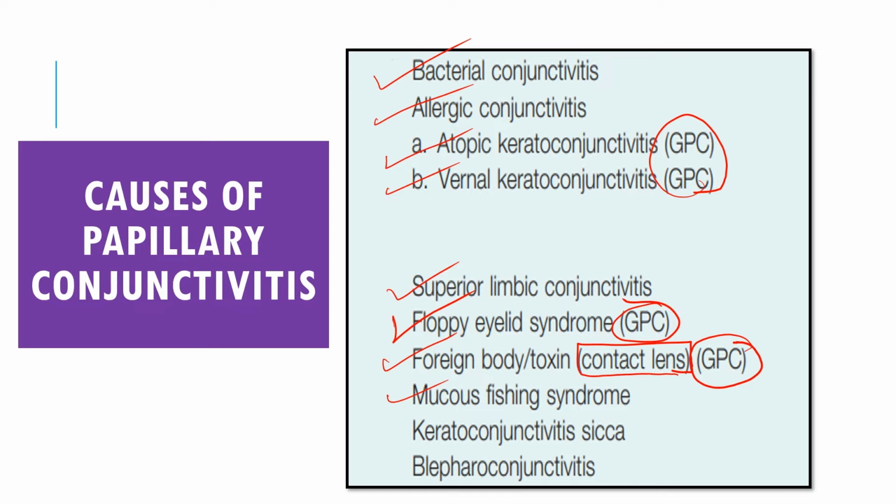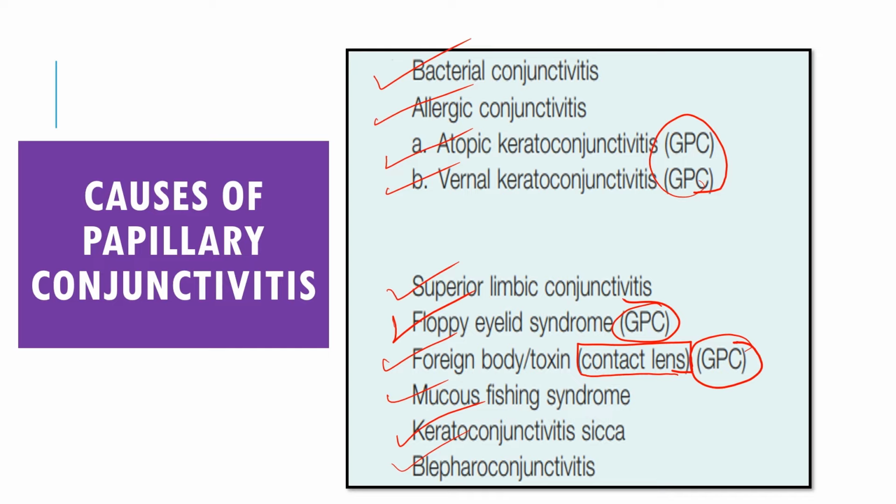Then you have mucus fishing syndrome, in which the patient has a bad habit of fishing for his mucus plug. So he keeps on removing those mucus plugs from his eye continuously, and that actually aggravates further mucus production, and the patient keeps on removing it, right? So that can also lead to papillary conjunctivitis. Then in keratoconjunctivitis sicca, which is called dry eye, you can have papillary conjunctivitis. In blepharoconjunctivitis as well, that is conjunctivitis associated with blepharitis, you can have papillary conjunctivitis.